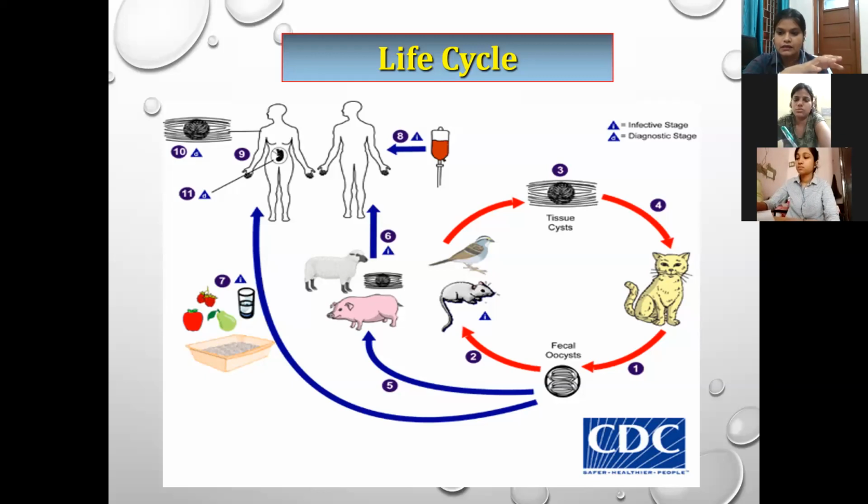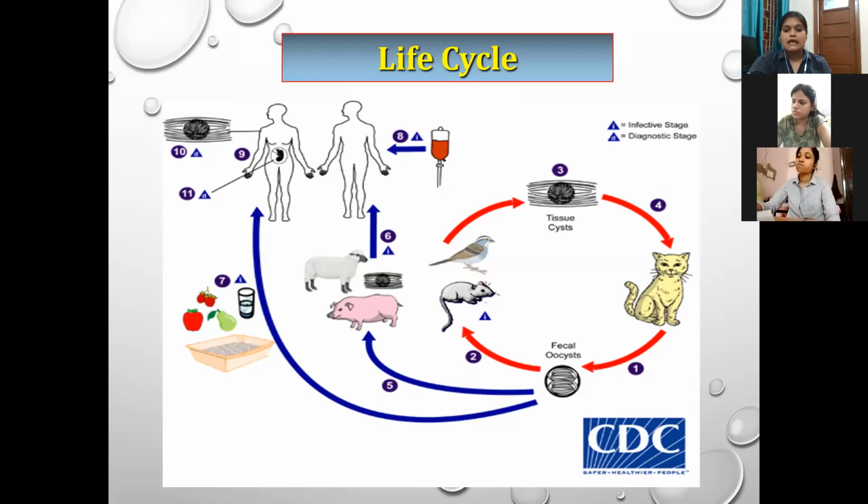There are only two stages: tachyzoite and bradyzoite. Bradyzoite is the slow replicating stage or resting form, the tissue cyst, which is somewhat a stationary phase, you can say, and tachyzoite is the fast replicating stage. So only these two stages are formed in the intermediate host, either in the human being or in animals.